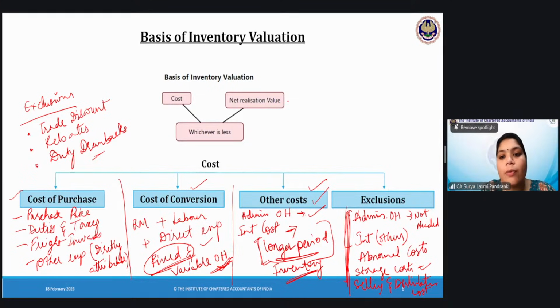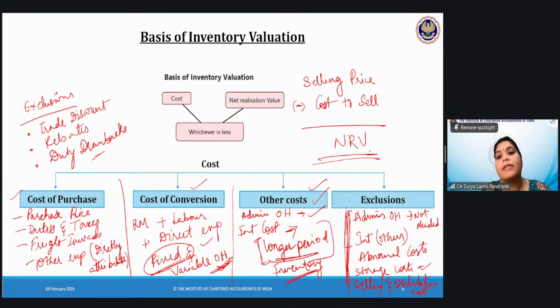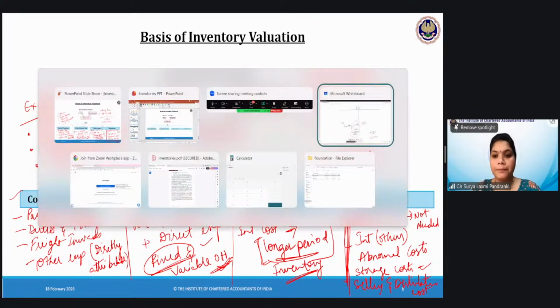Okay, now let's also see what is NRV, net realizable value. In this NRV, you will have 2 things: selling price and cost to sell. Okay, now this is called NRV. What is the selling price and what is this cost to sell? I'll take you through an example.